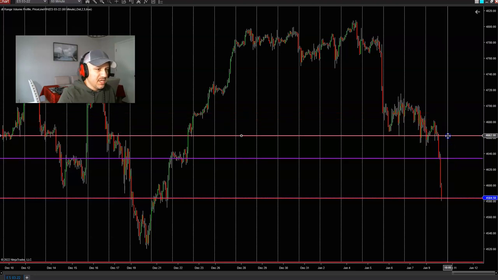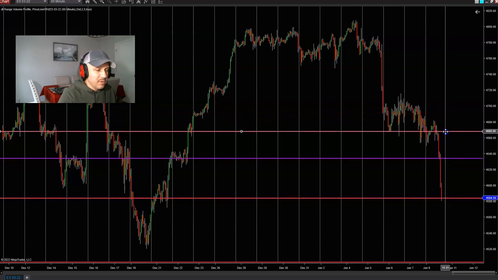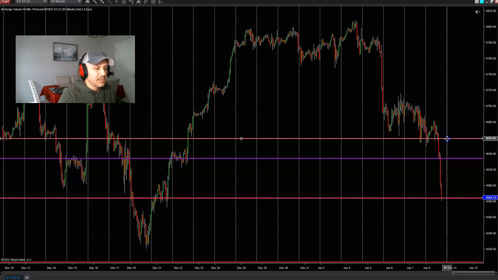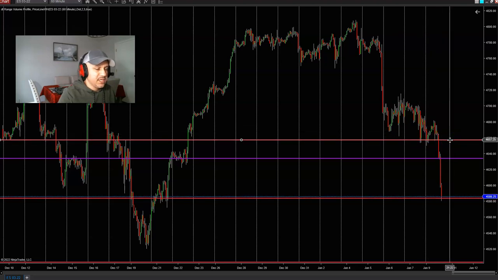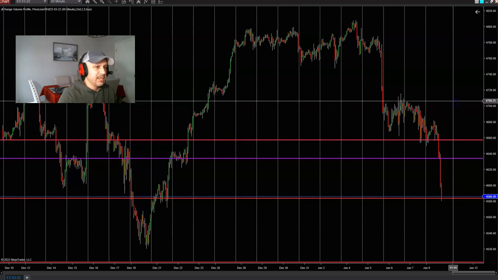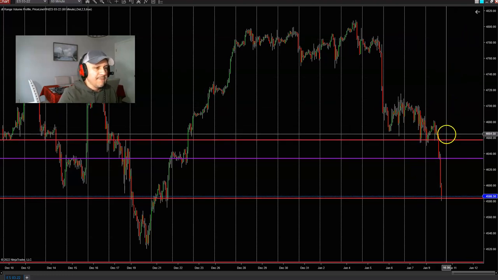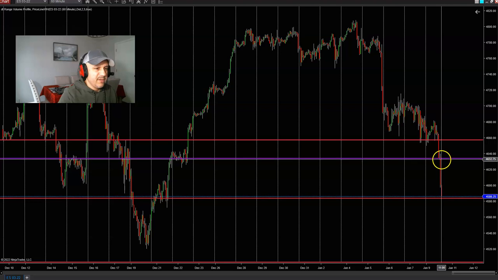A better area of resistance, if you're going off the 60-minute chart, the 1 hour chart here, would probably be this area right here. This is around the 46.57 area. If you want to take a look at that area, price gets back up there for maybe a sell short, maybe even around this area here, 46.33.